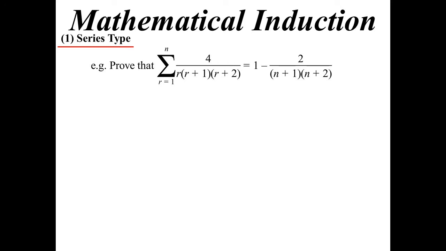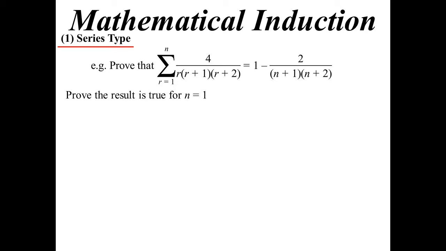I've written it in some notation here, but here's one that's of a series type, and the general term there is 4 on r, r plus 1, r plus 2, and we're proposing there that the sum of all the terms in that particular series would be 1 minus 2 on n plus 1, n plus 2. So let's go through our technique, prove it to the first case. Some people call it the base case.